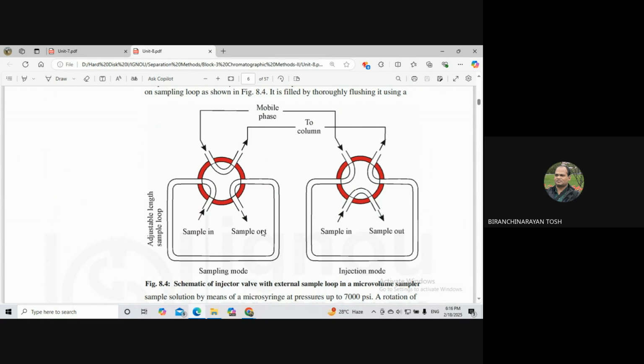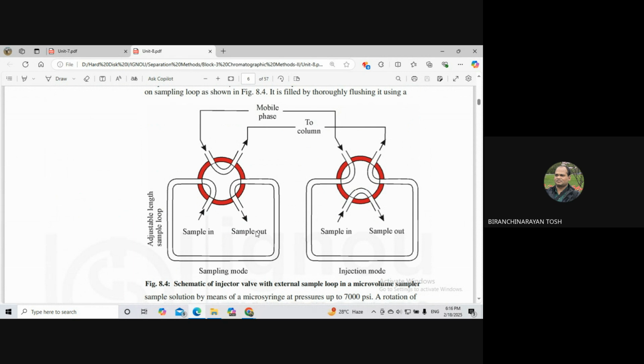This is the schematic diagram of an injector valve with external sample loop in a micro volume sample. It is a limiting factor in the precision of HPLC measurement because of the reproducibility with which samples may be introduced into the column packing. Insertion of the sample into the column must be through a narrow plug so that peak broadening is minimized, and the system should have no dead volume by itself.